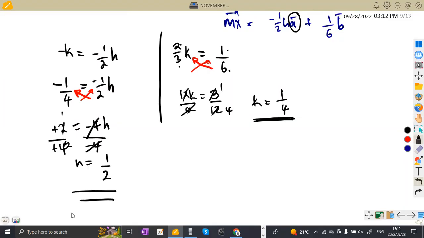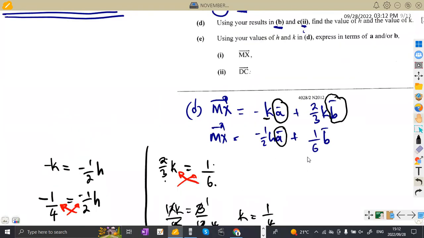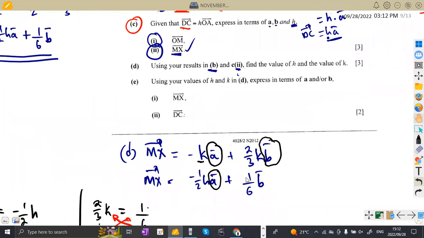All right, so on this part, guys, that's what we had. And let us see the other part of the question. Express, using the results of h and k, in terms of a and b, vector MX and vector DC. What you do is that you calculated vector MX. We have this MX here and this MX here. The one is in terms of k, and the other one is in terms of h.